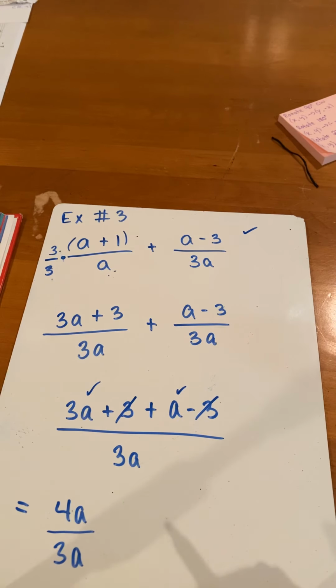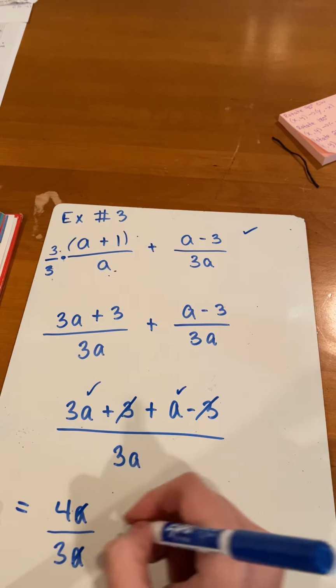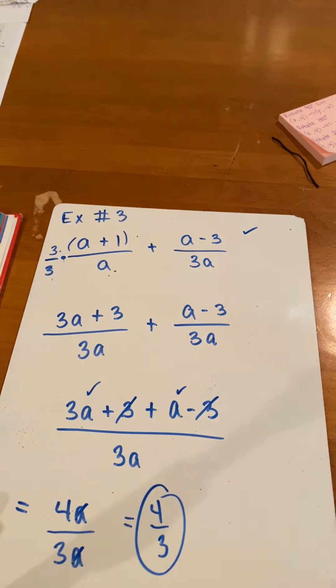But now I have to ask myself, can something else cancel out? Am I at my fully reduced form? I am not if I still have common factors that can be divided out. In this case, my a's can actually get canceled out or divided out, and I'm left with 4 over 3. And now I've simplified this fraction as low as it can go.